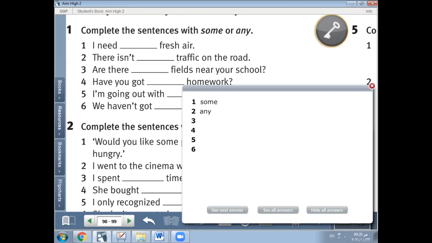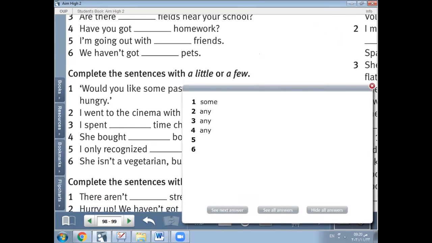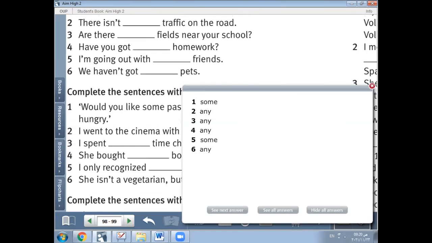Good. 3. Of course, these are also revision exercises on the rule. Ahmad. Are there some minutes or are there any? Yes, because it's a question. Yeah, excellent. 3. Good. Yes, Omar. Have you got any homework? Also because it's a question. Good. The next, Hamad. I am going out with some friends. Good. The next, yes, Karam. Excellent. Of course, it's an easy exercise. Complete it quickly. Yalla.